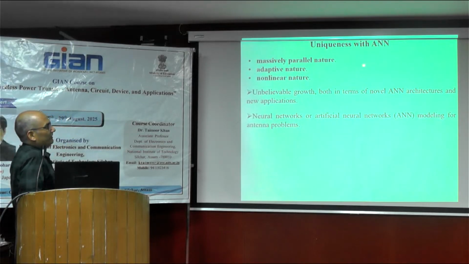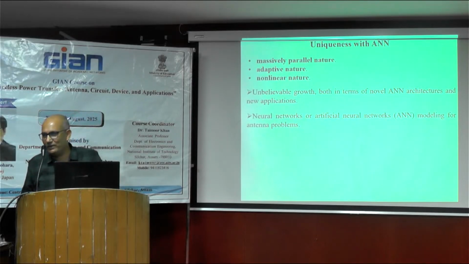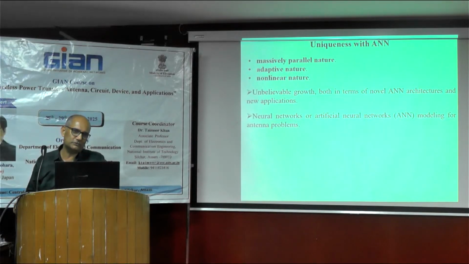Certain advantages of ANN: parallel processing is the uniqueness. Each and every task is divided equally among all the neurons used in that model. And the second one is that it is adaptive in nature, so all changes will be easily adapted in terms of optimized weights and bias values.